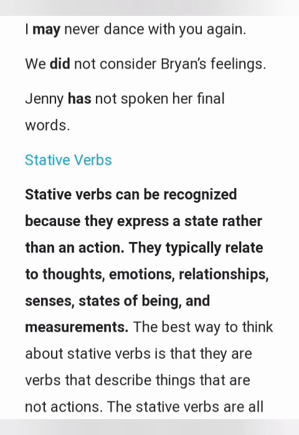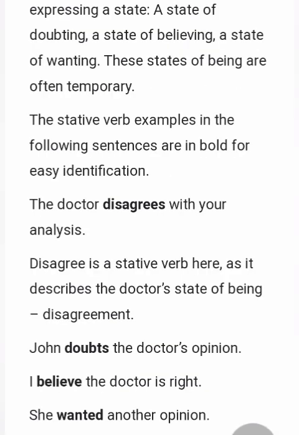Stative verbs. Stative verbs can be recognized because they express a state rather than an action. They typically relate to thoughts, emotions, relationships, senses, states of being, and measurements. The best way to think about stative verbs is that they are verbs that describe things that are not actions. The stative verbs are all expressing a state of doubting, a state of believing, a state of wanting. These states of being are often temporary.